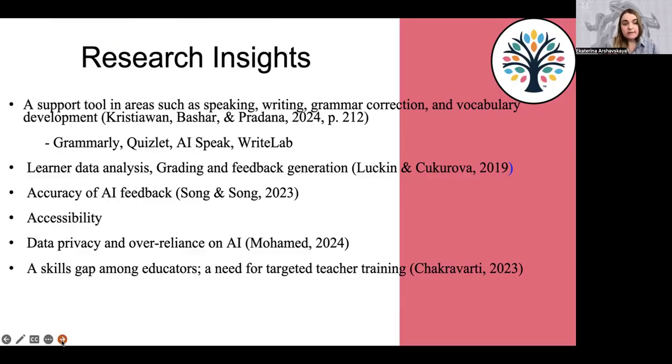Some educators also question accuracy of AI feedback and accessibility of AI tools. There are also issues about data privacy, and some students may over-rely on AI. And also, there is a skills gap among educators, and there is a need for targeted teacher training. So these are just some highlights. Of course, there is much more that was done.